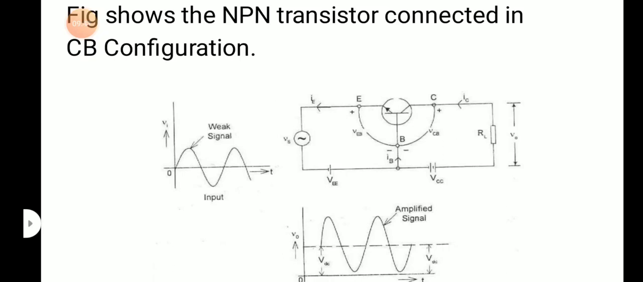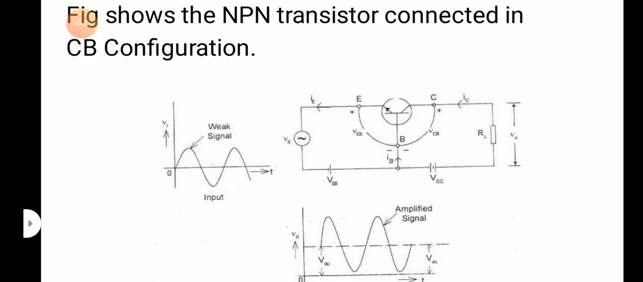Now you see VEE and VCC are the biasing voltages. Emitter, base, collector terminals are there, and we indicated the direction of current. The arrows indicate how the current is flowing, conventional current: IE outwards, IC inwards, and IB inwards. Generally IE equals IB plus IC.